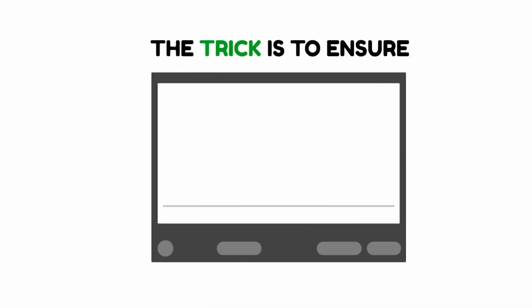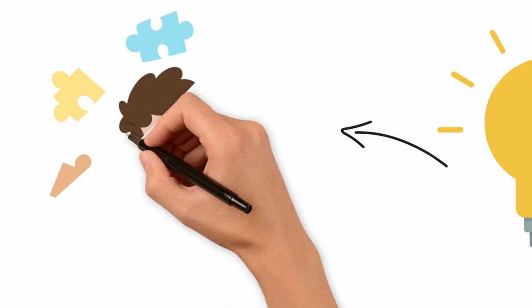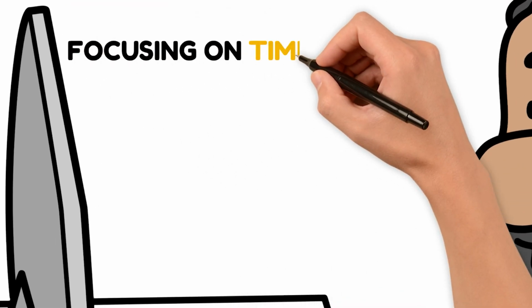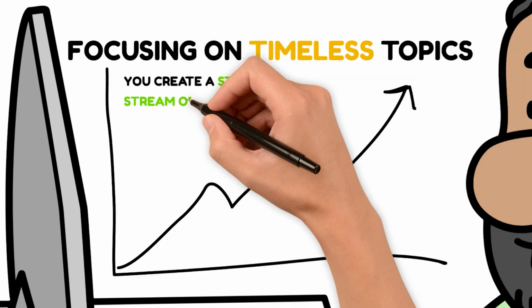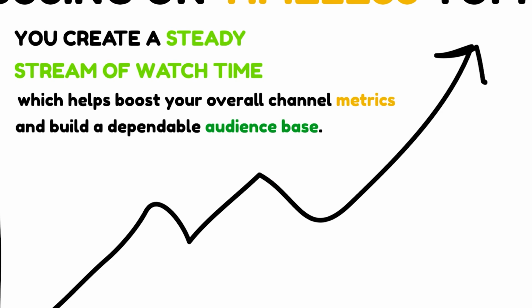The trick is to ensure the content answers a question or solves a problem that people will have for a long time. By focusing on timeless topics, you create a steady stream of watch time, which helps boost your overall channel metrics and build a dependable audience base.